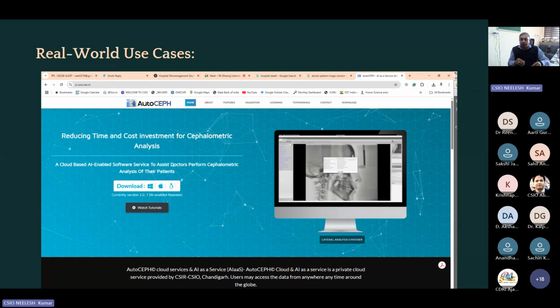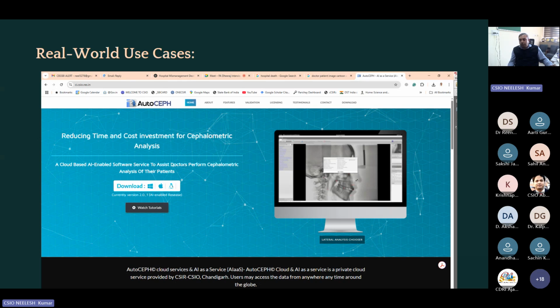This is one very good example of a CSIO developed technology, and Dr. Abhishek has contributed a lot on this and has a very active role in it. I'm just sharing his work with due recognition to him. CSIO has developed a software called AutoCeph, which can be used in a software as a service mode. The software is hosted as a tool on a CSIO server, and doctors around the world can download it, or they can just upload their images and get the analysis done. The software is for cephalometric analysis.